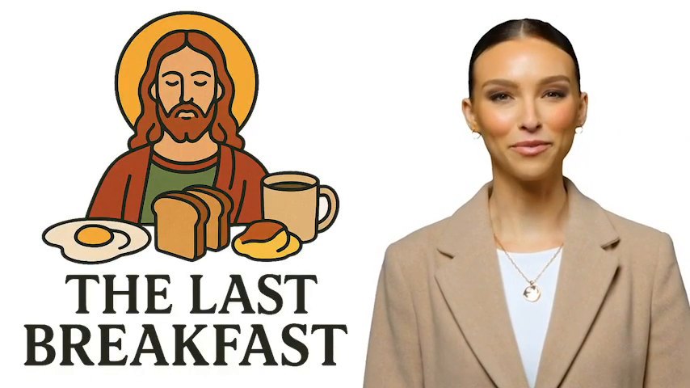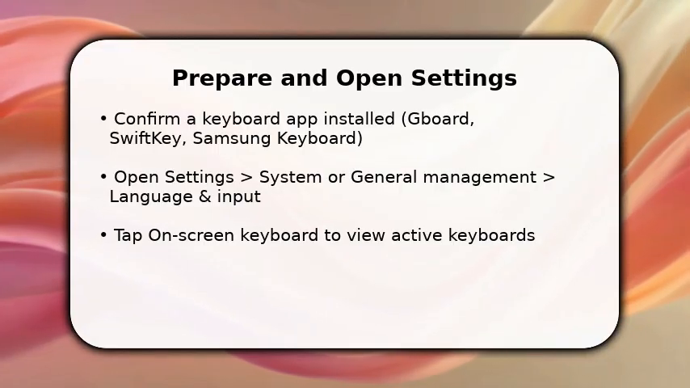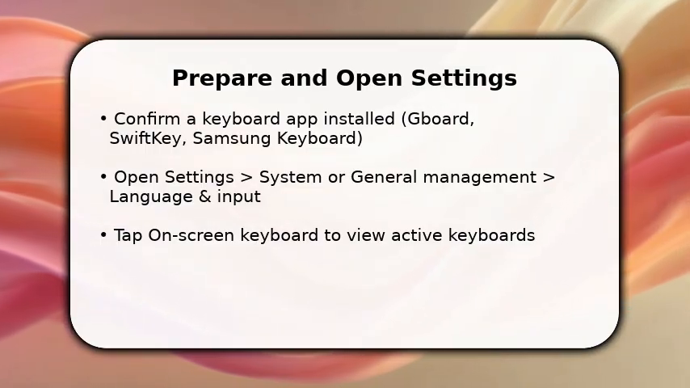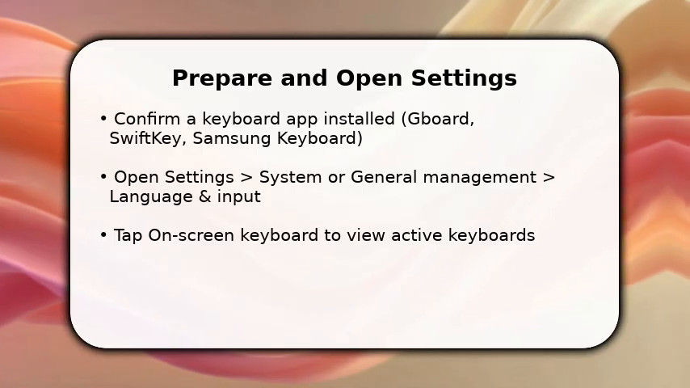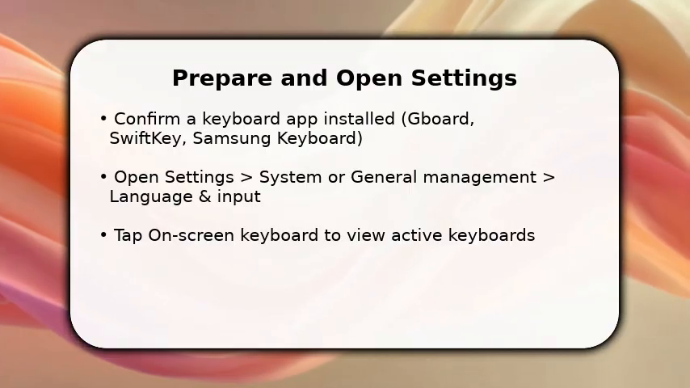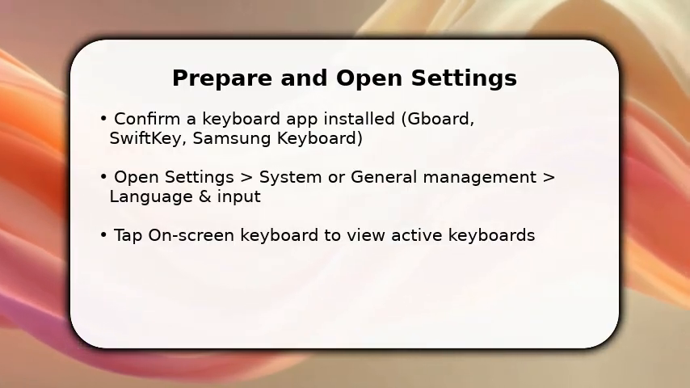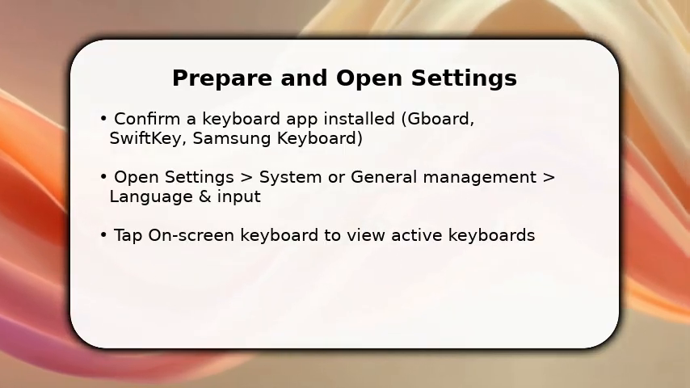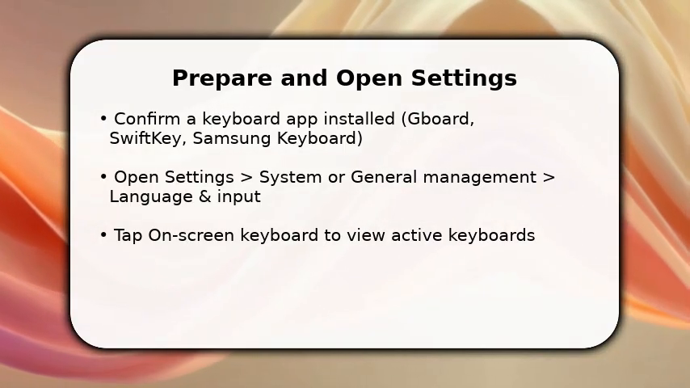Please enjoy the video. You'll start by confirming you have a keyboard app that supports emojis, such as Gboard or SwiftKey. Open Settings, then go to System or General Management and select Language and Input. Once there, tap On-Screen Keyboard to list your installed and active keyboards. You're doing this so you can switch which keyboard provides emoji access.